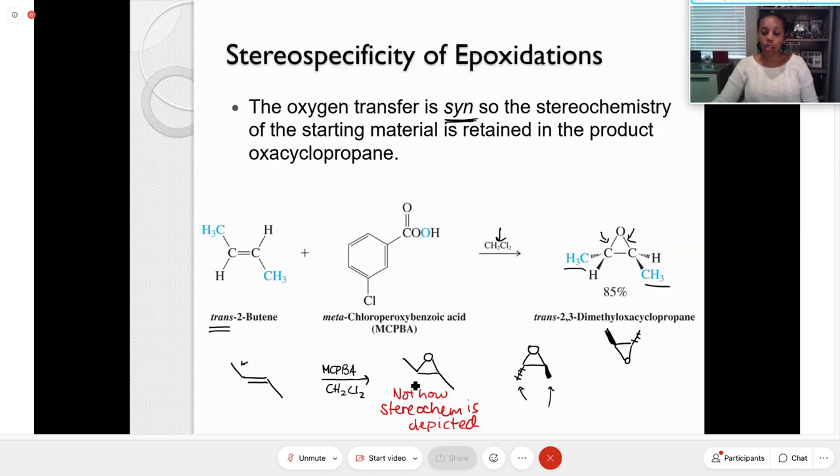This, no, not how this is depicted. Also, not this. Don't try to do this. This is going to mess you up when you think about stereochemistry for future reactions. So don't do either of these here. These two over here to the right are totally acceptable. Questions on that?